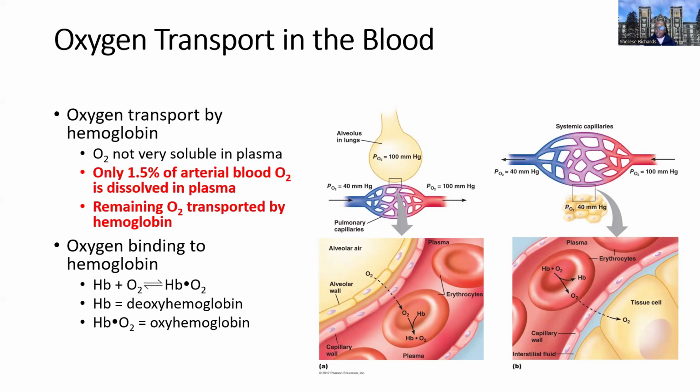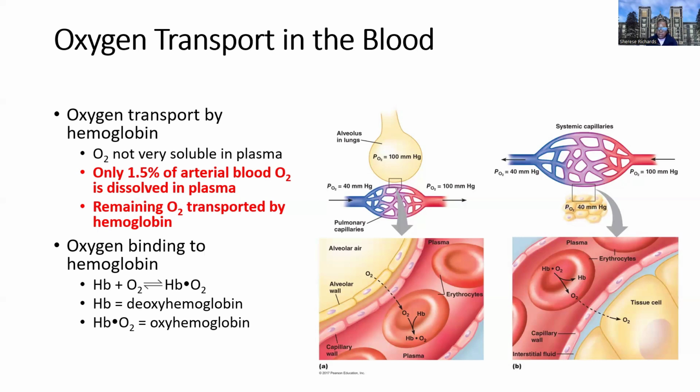We described earlier, when we looked at the solubility of oxygen and compared that to the solubility of CO2, we said that CO2 is much more soluble in blood, oxygen not so much. CO2 is actually twice as soluble in liquid, specifically in our plasma, than oxygen is. So only about 1.5% of arterial blood oxygen is moved around freely dissolved in our plasma.